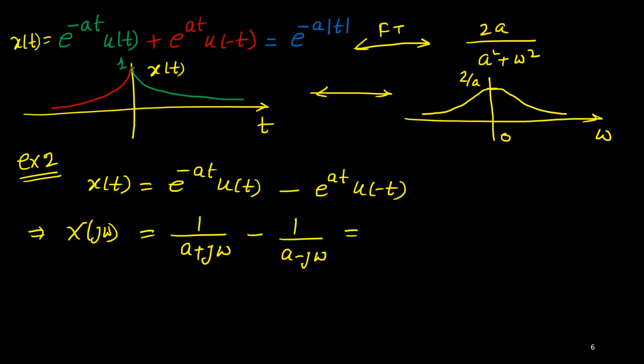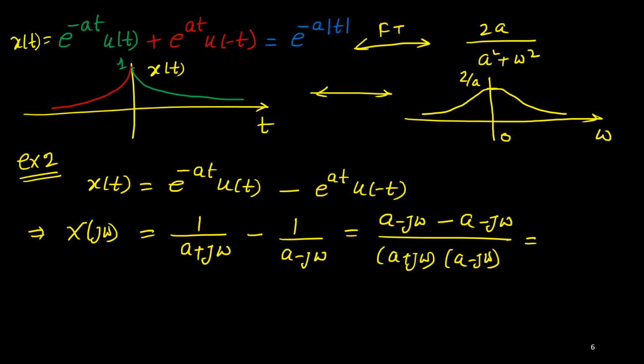So using the linearity property, a minus j omega minus a minus j omega, this is your a plus j omega and a minus j omega. In this case, a will cancel out, so you will get minus 2 times j omega upon a square plus omega square. And you see the shape of this signal.